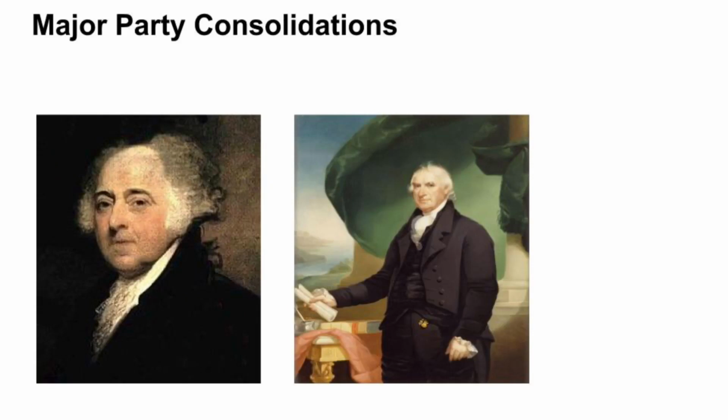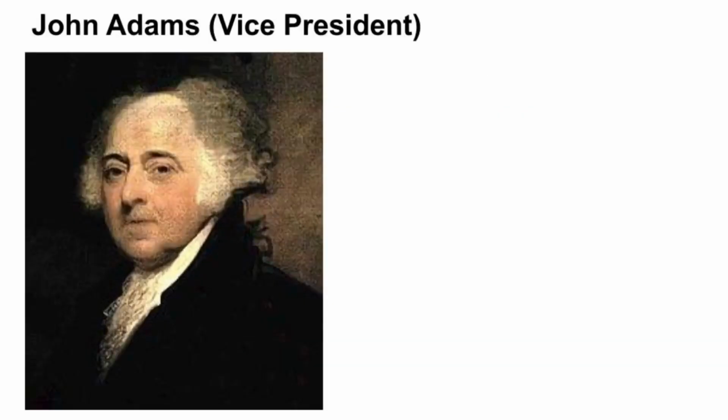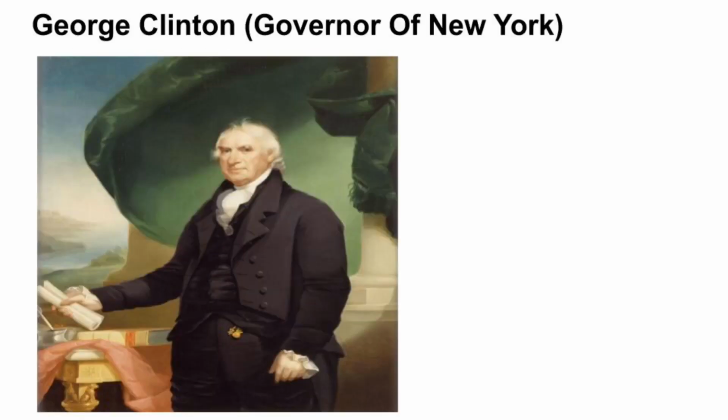Learning from a past mistake, the Federalists and Democratic Republicans both consolidated behind one candidate for vice president to ensure their party's votes did not split between different candidates. As a result of this, there were two candidates in the race vying for the role of vice president: the Federalist candidate, incumbent Vice President John Adams, and the anti-Federalist candidate, New York Governor George Clinton.